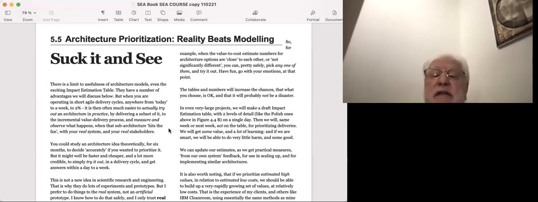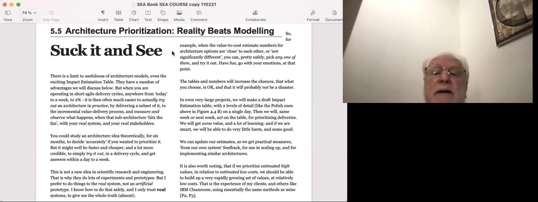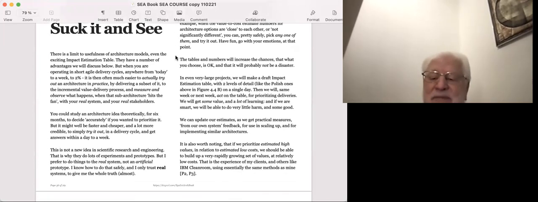Okay, so the earlier, the better. One British professor had a wonderfully vulgar way of saying this: suck it and see. Okay, very simple.